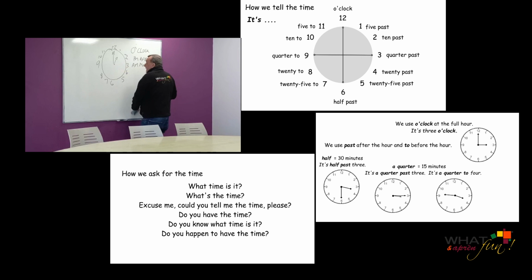Then we obviously had the minutes past. So small hand on the 1, big hand on the 2. It's 10 past 1. Big hand on the 10, small hand near the 1. 10 minutes to 1 or 10 to 1. Then obviously we had the quarters, quarter past, half past and quarter to. So that was all quite simple, yes?